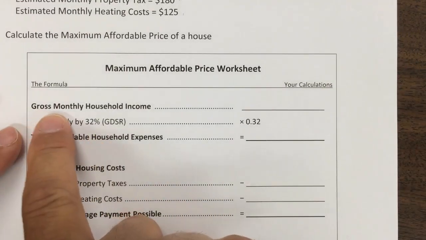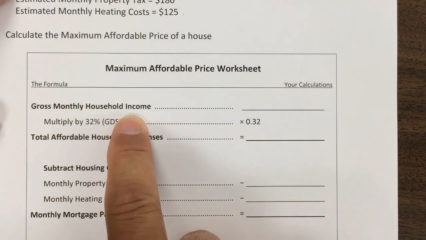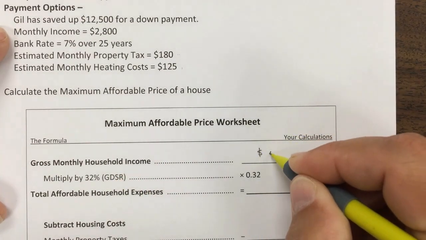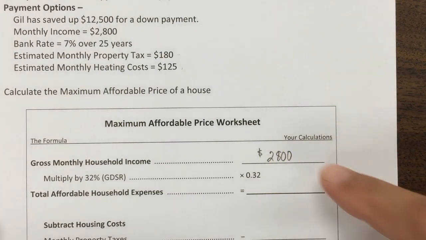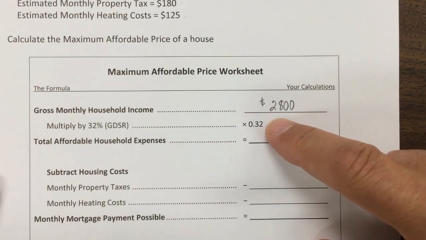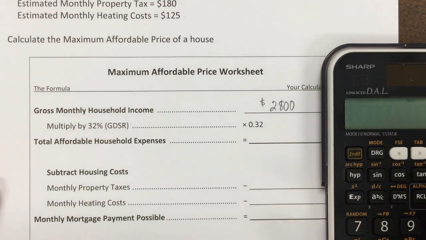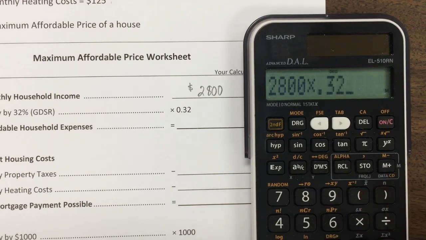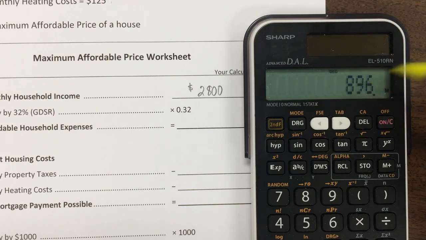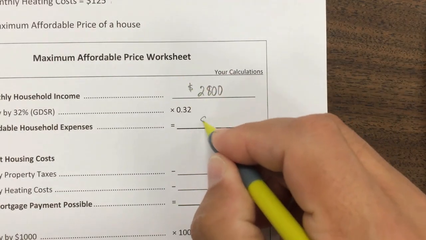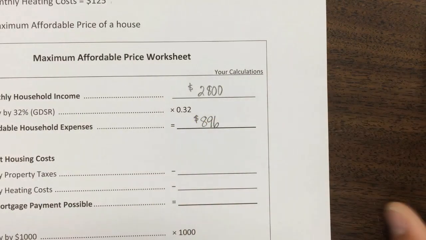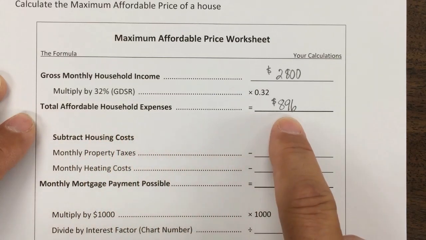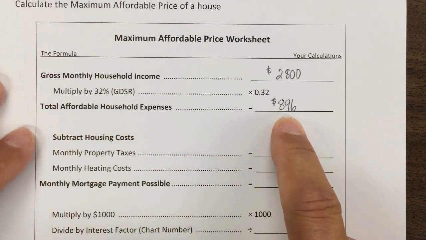So it starts by asking, what is the gross monthly household income? And the monthly household income listed at the top here is $2,800. So we'll quickly jot that in there. What do we do with $2,800? We're going to multiply it by 0.32, which is the same as saying we're going to find 32% of it. So 2,800 times 0.32, and what value does that give us? 896. Okay, so we have a value of 896. What that means is this household, Gil's household, can afford household expenses of $896 every month.